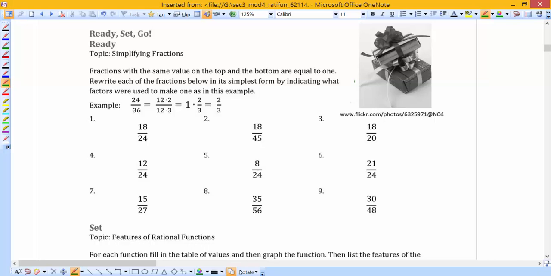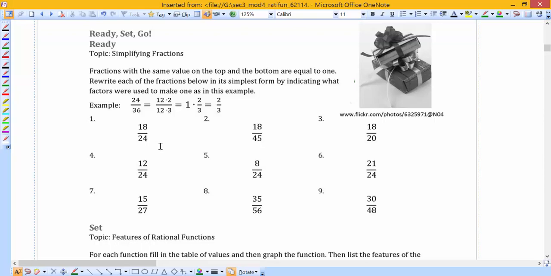You are getting a refresher of your first look at rational expressions. Rational expressions are fractions that have polynomials in the numerator and the denominator. And constants are a polynomial. So in one, I have a constant of 18 divided by a constant of 24. So I have a rational expression that I do need to simplify.